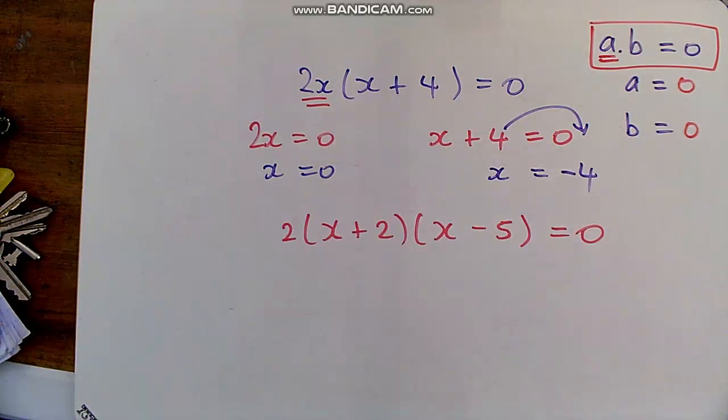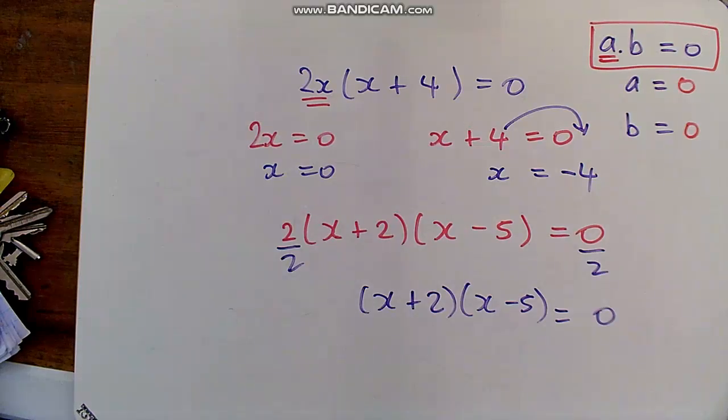Right, and looking at this final question, I want you to pause the video and see if you can answer this question. It is very, very simple. And so the first step, I'll divide both sides by 2 to get rid of that 2. 0 divided by 2 is still 0, right? Now, let each bracket equal to 0, or just flip the sign and choose the same number.